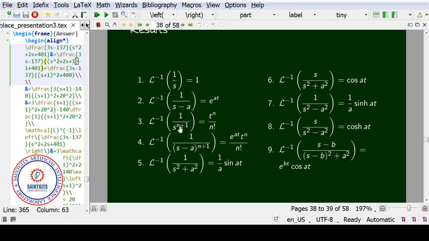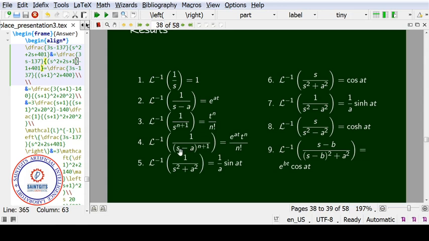L inverse of 1 by s raised to n plus 1 equal to t raised to n by n factorial. L inverse of 1 by s minus a the whole raised to n plus 1 equal to e raised to at into t raised to n by n factorial. Here note that this s changes to s minus a in s domain. That means shifting happened in time domain. This shifting is actually the effect of multiplication by e raised to at.